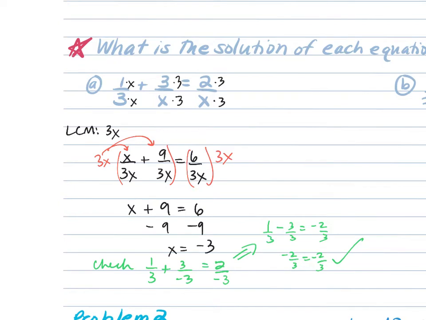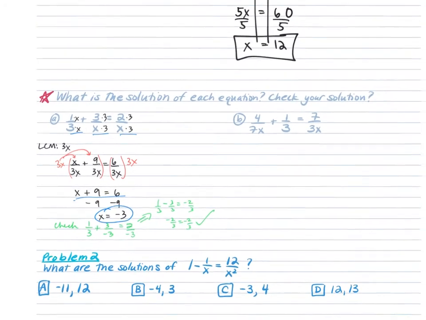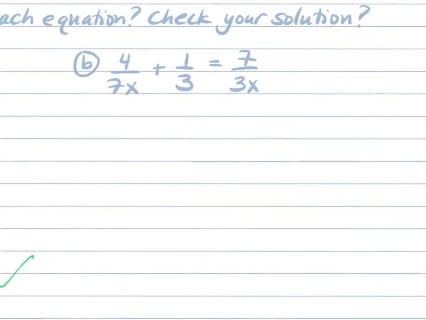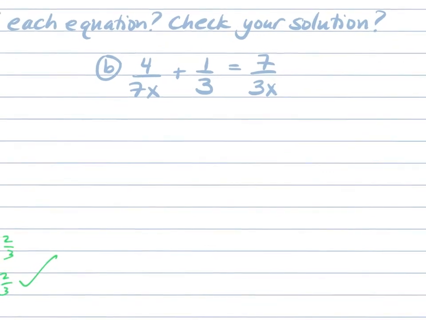Okay, hopefully you got, I didn't circle it, x equals -3. LCM was 3x. Distribute it, make them all the same, and then distribute it so they all cancel. So you just have the numerators, and then solve, and you can check too. Okay, now try B. Press pause and try this on your own. Check back for the solution.